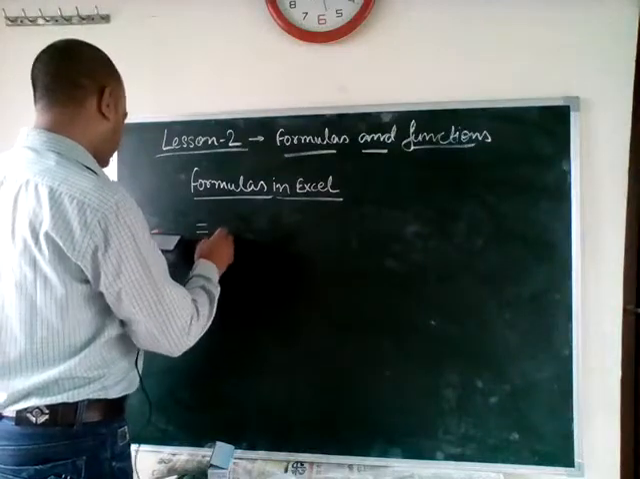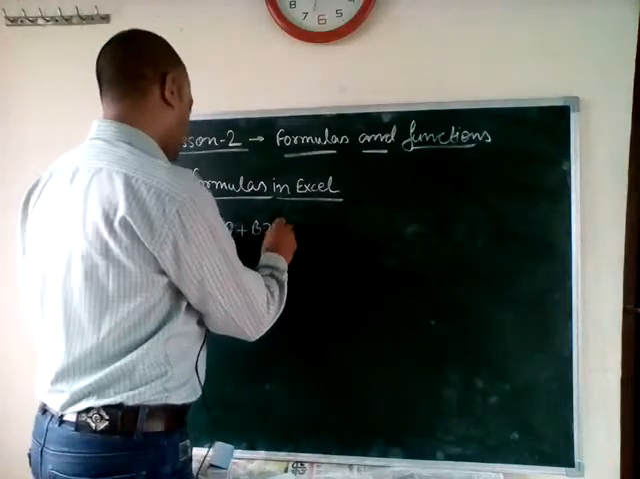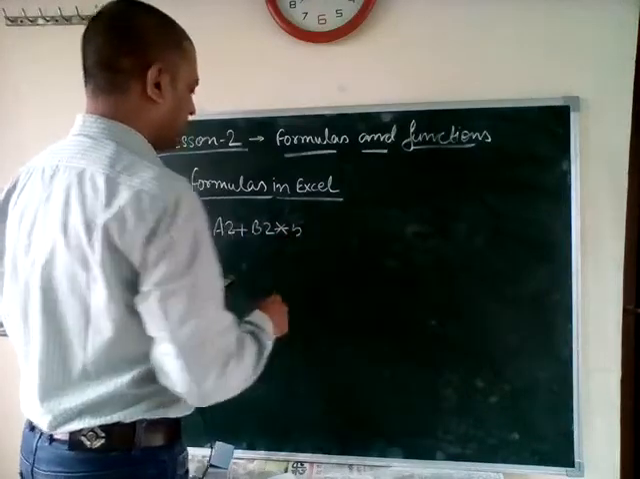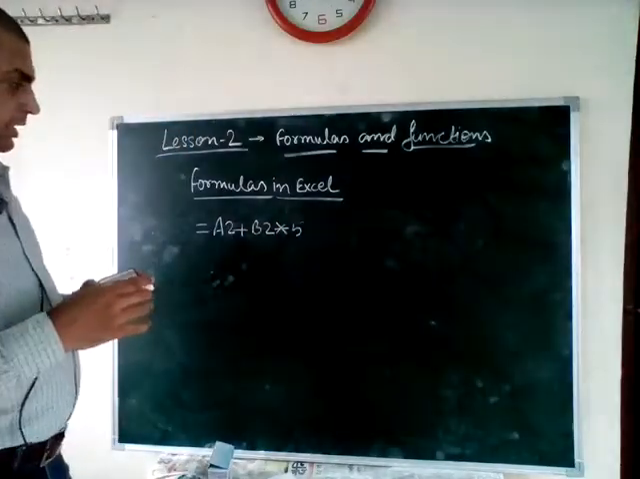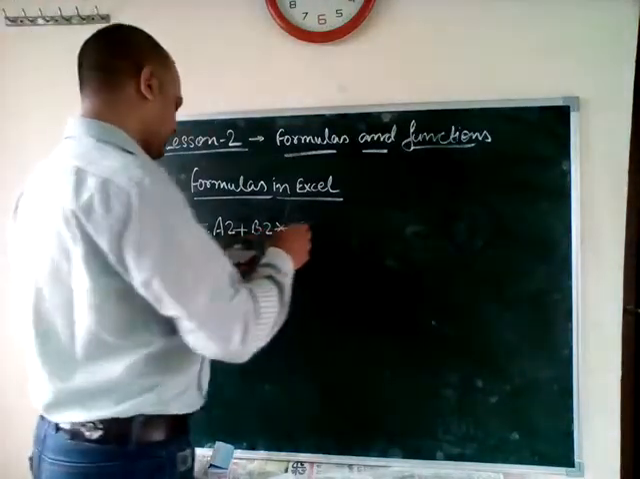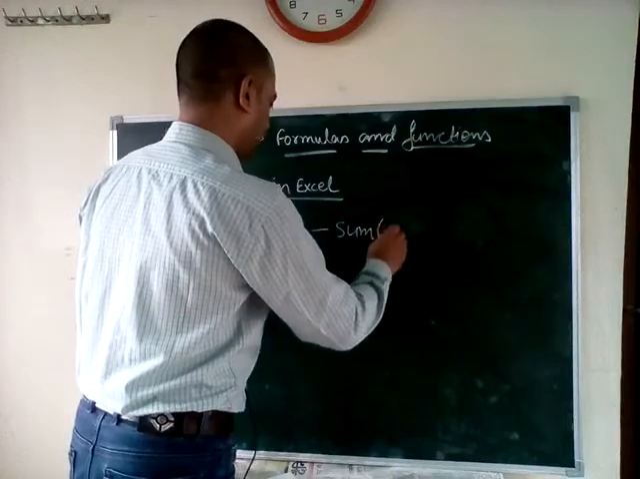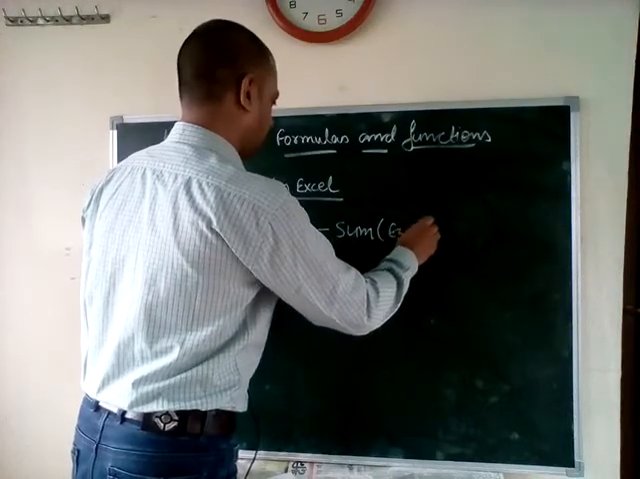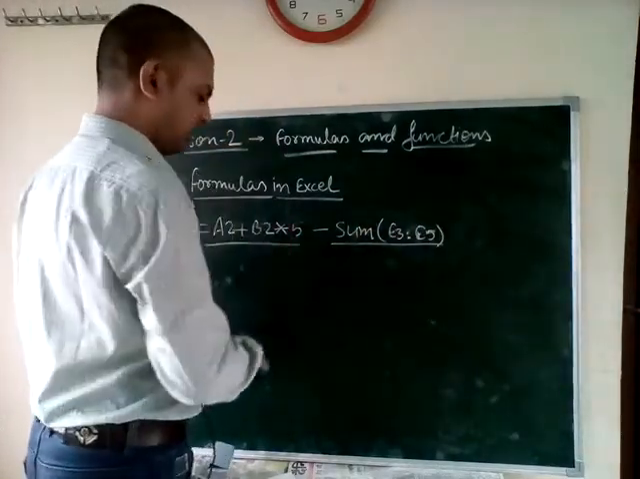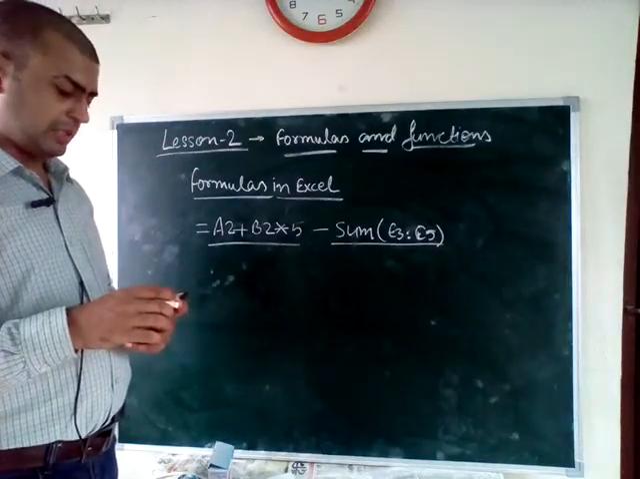For example, I am writing one formula: A2 plus B2 multiply 5. This is the way by which we have written it, so this is the formula. And function is a predefined word. For example, if I write SUM(E3:E5), this part is a function and the other is a formula, and both formulas and functions can be written together.